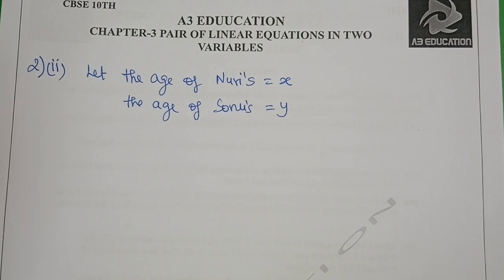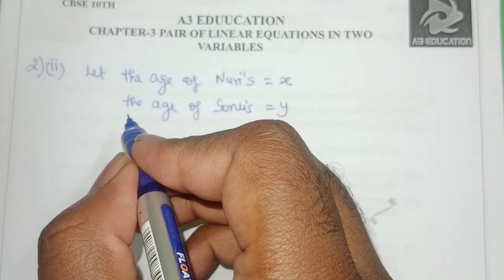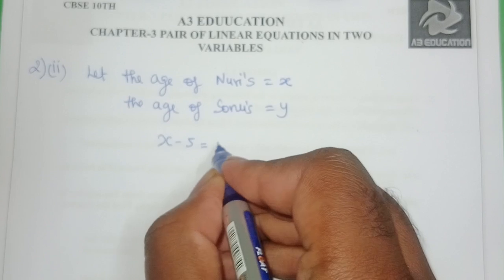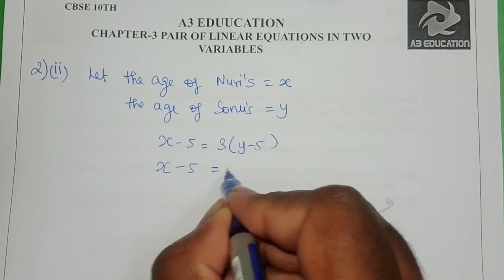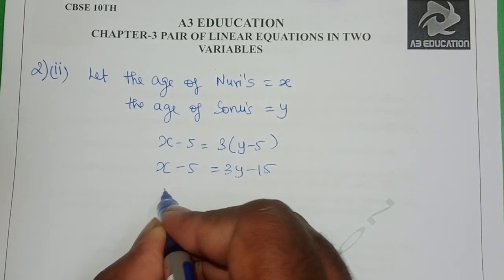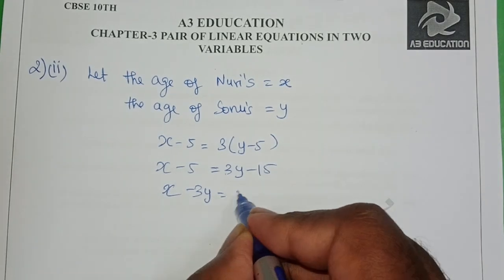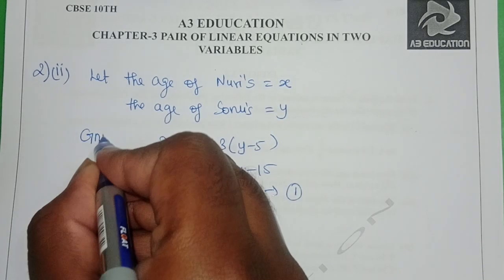The first condition is 5 years ago, which means x minus 5 and y minus 5, where Nuri's age is thrice. Therefore, x minus 5 equal to thrice y minus 5. Therefore, it becomes x minus 5 equal to 3y minus 15, which is x minus 3y equal to minus 15 plus 5, therefore minus 10, which is equation number 1. This is the given condition number 1.